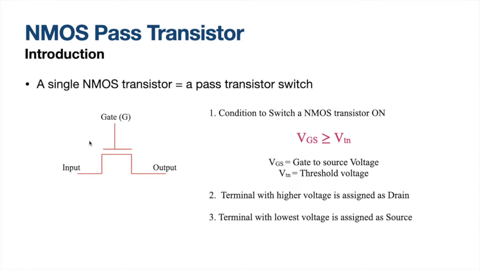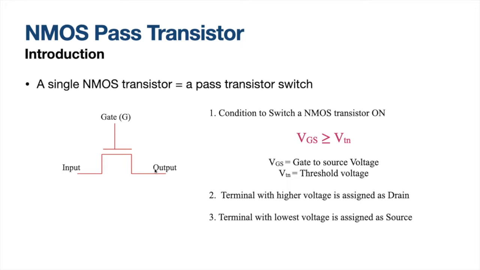Here is a simple circuit. It is just an NMOS transistor, which is also called an NMOS pass transistor. We have three terminals, gate, source and drain, for an NMOS transistor. But when you call it an NMOS pass transistor, the gate terminal will be the same, but the source and drain will be interchanged based upon the voltage in the source and drain terminals. Therefore, we just mention it as input and output.